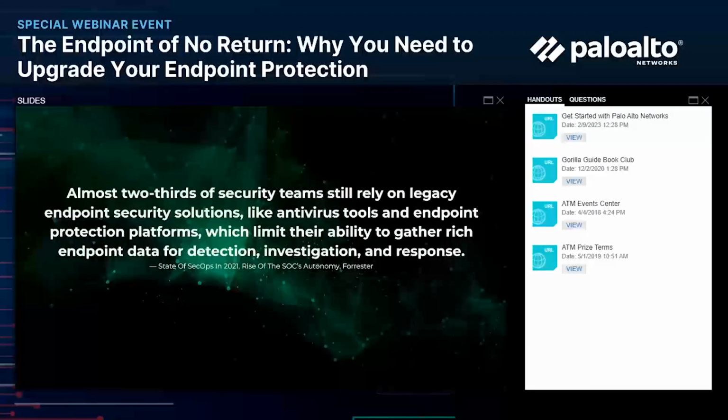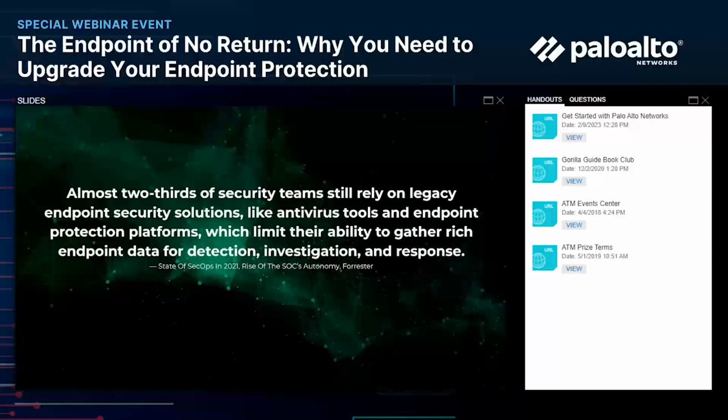So we've just talked through the main endpoint security solutions. And I thought it was really important to pull this quote from a recent report by analysts from Forrester. Almost 2/3 of security teams still rely on legacy endpoint security solutions like antivirus tools and endpoint protection platforms, which limit their ability to gather rich endpoint data for detection, investigation, and response. So let's think about that.